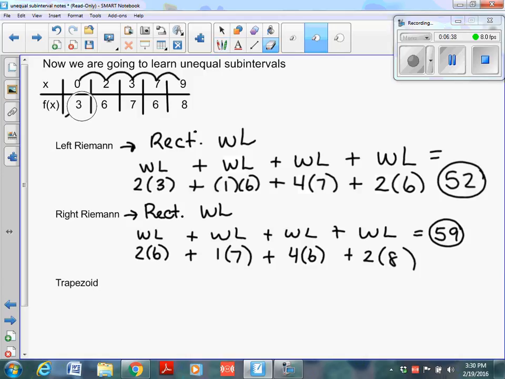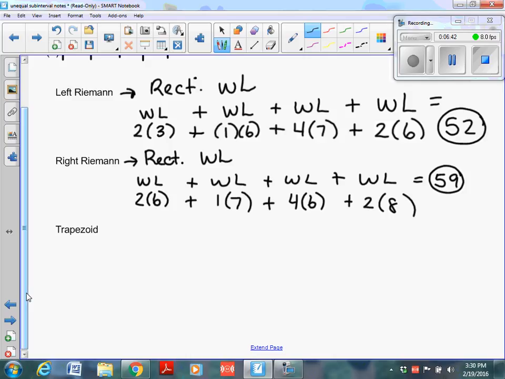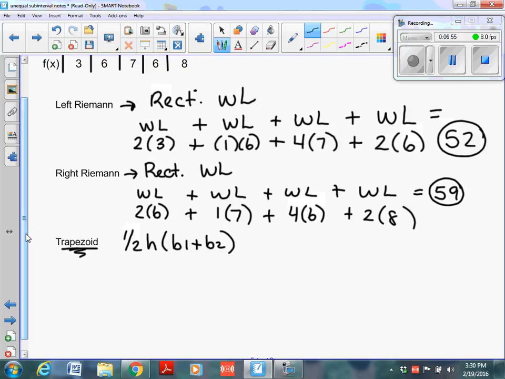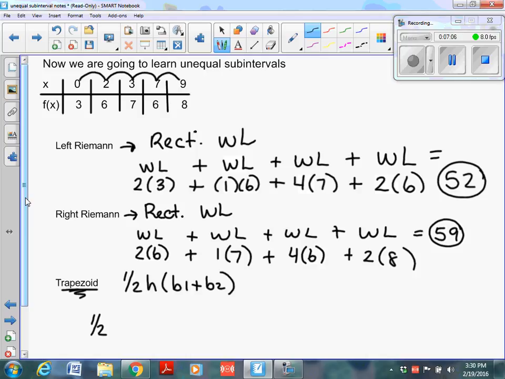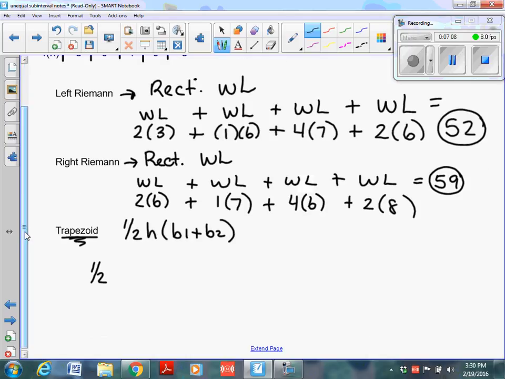Okay, back to this again. How do you do the trapezoid on unequal? This is the one I think you're going to see on the AP test. You know the trapezoid is 1/2 height, base 1 plus base 2. But since it's unequal, you have to do the same thing like you did in the left and the right. You need to write out the formulas for each one. So I'm going to start with the first one and go 1/2. And if you look at the first one, the height is the same thing as the width, so isn't it 2?